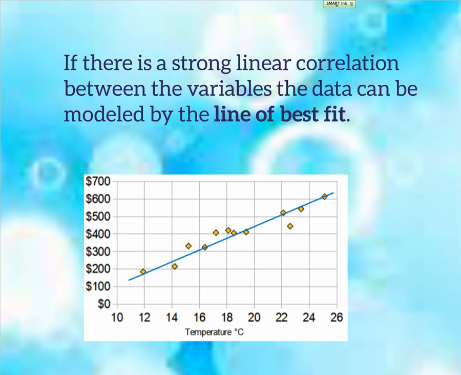if there's a strong linear correlation between the variables, the data can be modeled by the line of best fit. As you can see, this scatter diagram compares temperature and some costs. I don't remember where I grabbed it from to give you more details than that. But we've got a line, it goes through some of our points, and it's about even on each side, not quite exact. So we know what a line of best fit is, right?